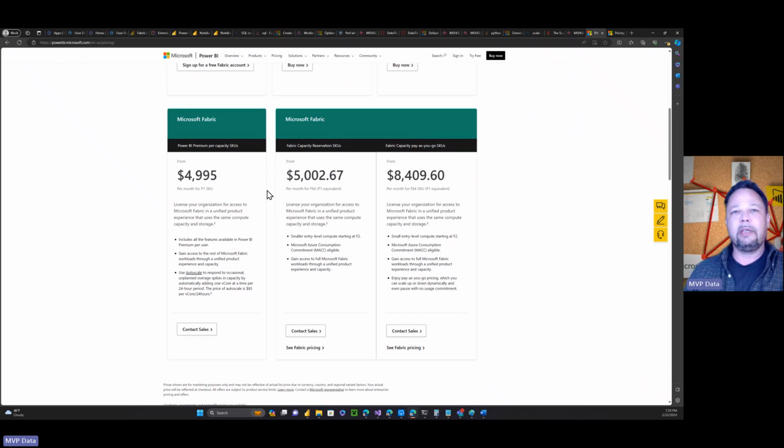And premium SKUs, they come with all the Fabric capabilities, just like if you buy an F SKU. With your premium SKUs, you still get all the Fabric functionality, right? Looking at them, it's not much of a difference in price, as long as you do a reserved capacity. Otherwise, if you're pay as you go, you're paying almost twice what you're paying. But that's not the whole story, really.